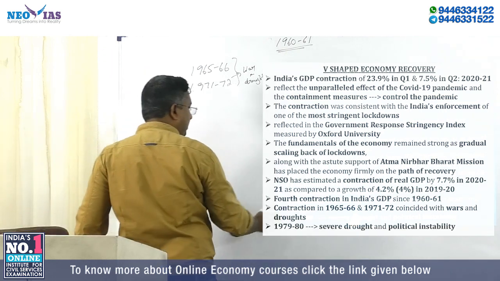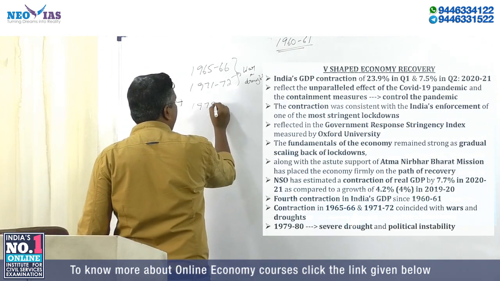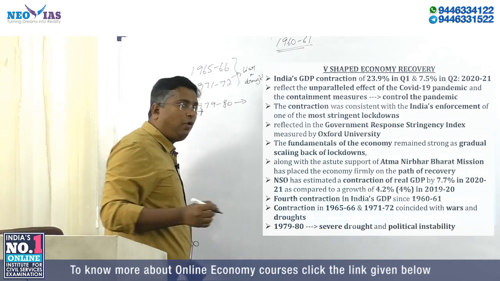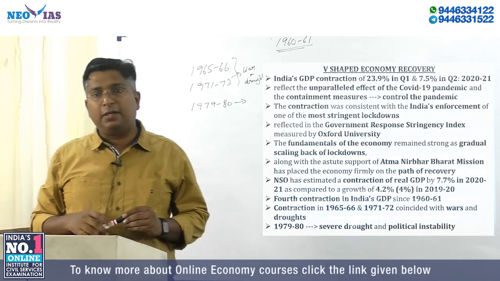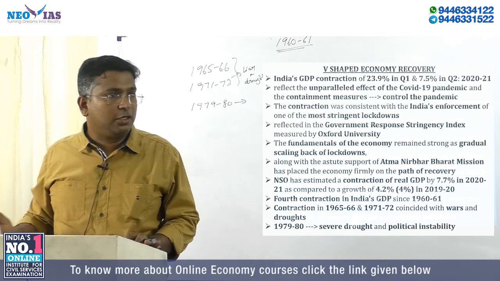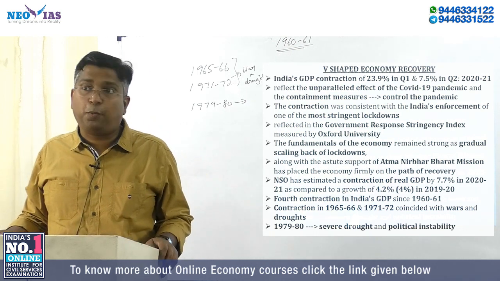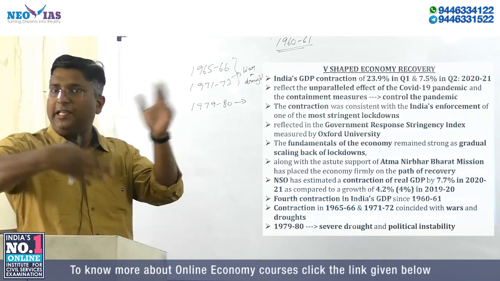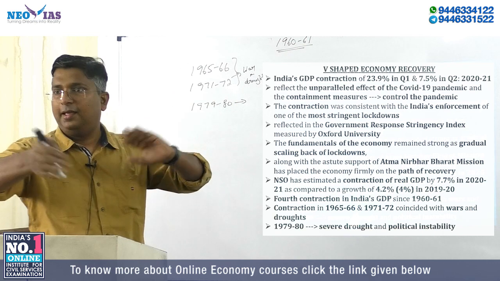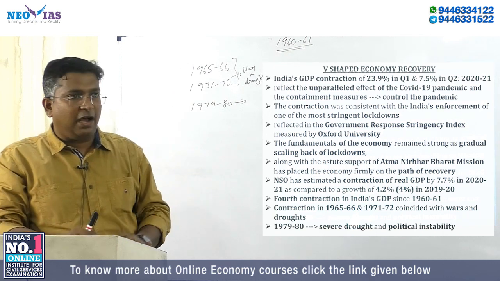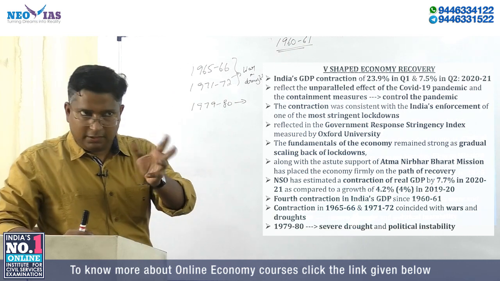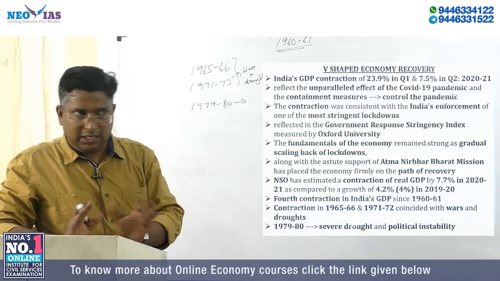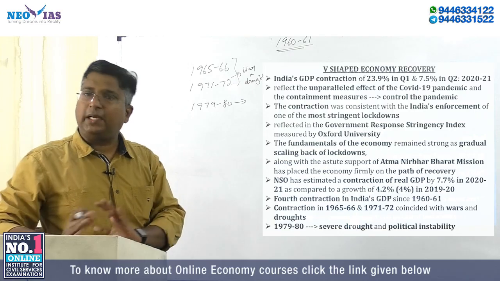Then, next was 1979-80. This year was not a war year. But this was also a year where we had severe drought, as well as political instability. You know that after Indira Gandhi came Morarji Desai, that gap after the emergency, and for nearly 2 years the Morarji Desai government was there. So it was a period of political instability also.